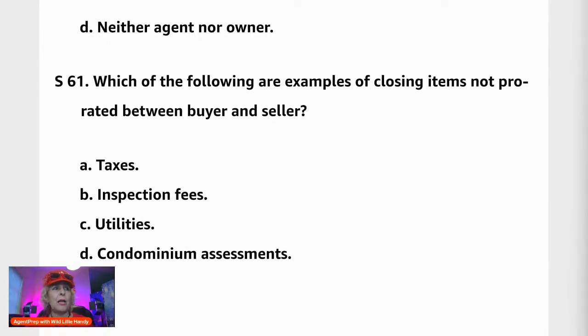61, which of the following are examples of closing items not prorated between buyer and seller? When you go to a closing, there's a contract, certain things are prorated. Which of the following are not prorated? A, taxes, B, inspection fees, C, utilities, or D, condominium assessments.